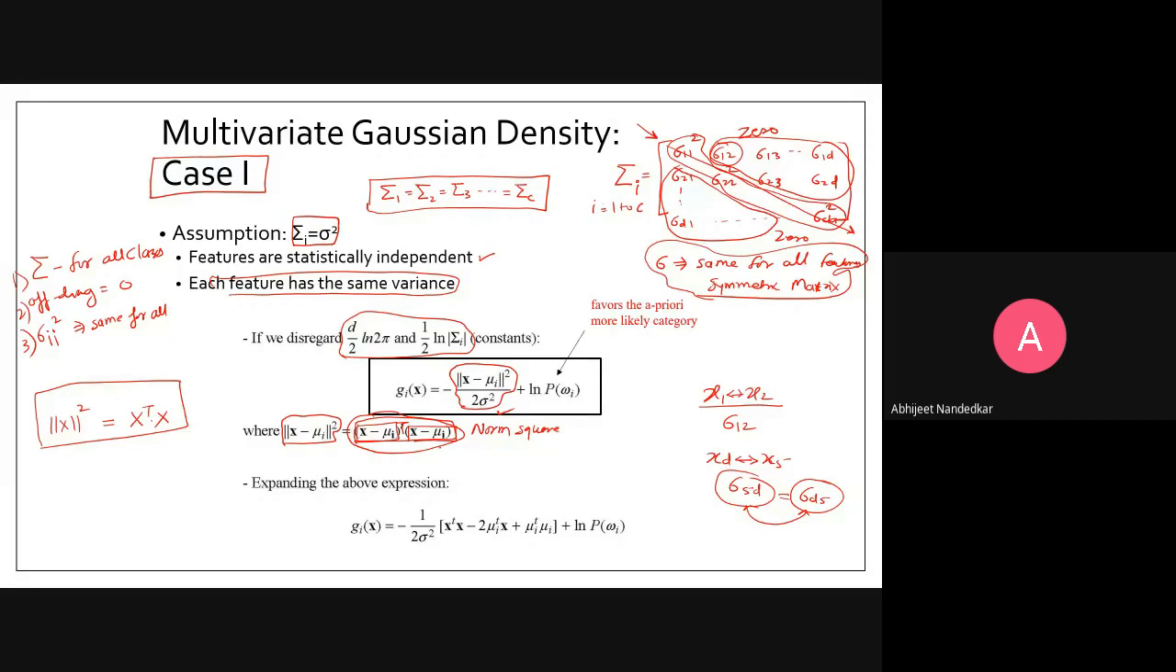Now if you actually substitute this term here in this particular thing and expand it, it will look like this.